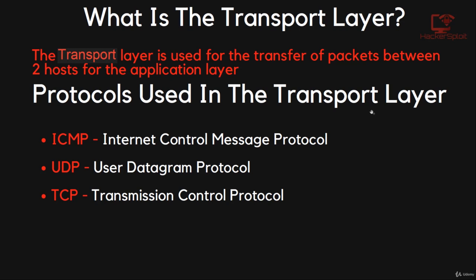Now let's get started with the protocols that are used in the transport layer. We have the ICMP protocol, which is the Internet Control Message Protocol. We'll look at what it does in a few seconds. We then have the UDP protocol, which is the User Datagram Protocol. And finally, one that you may be familiar with, or should be familiar with, the TCP, or Transmission Control Protocol. So let's look at how each of these works.